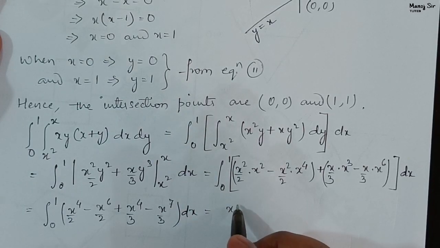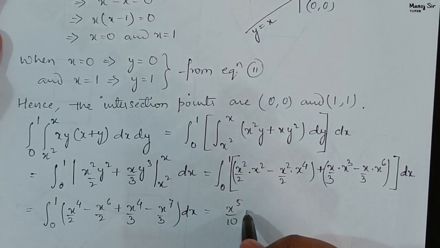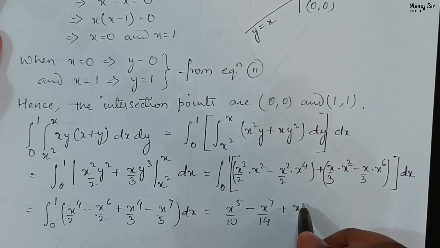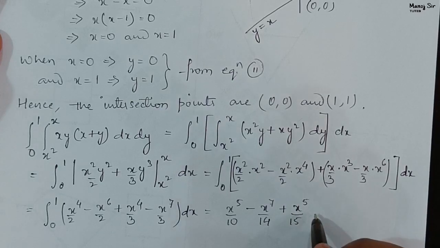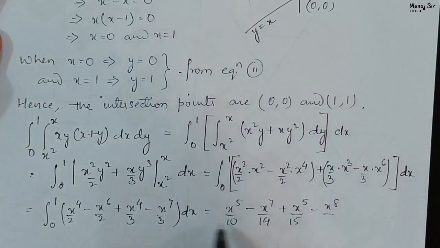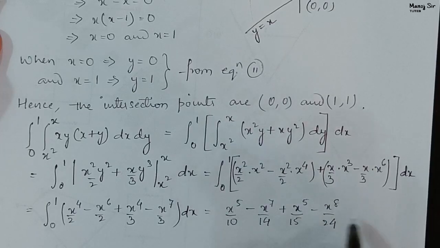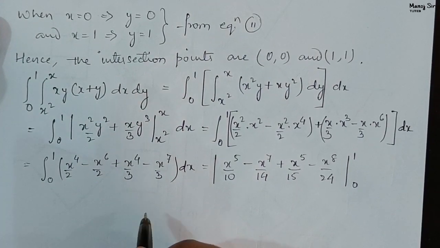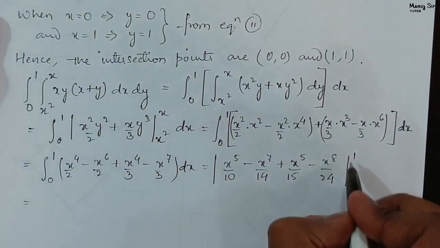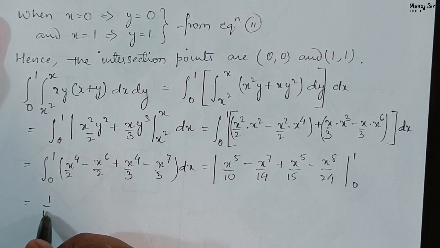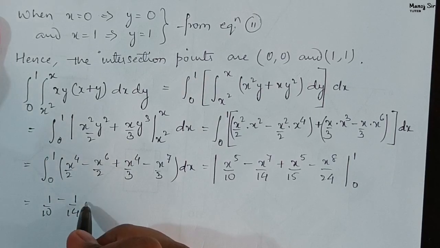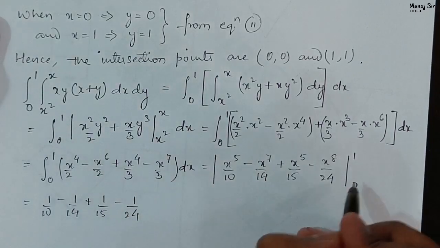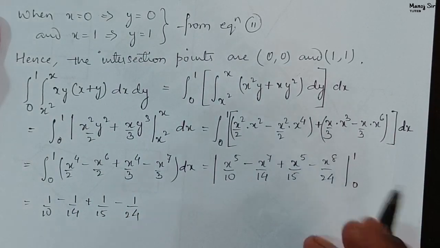Now we can integrate with respect to x. So this is going to be x to the power 5 upon 10 minus x to the power 7 upon 14 plus x to the power 5 upon 15 minus x to the power 8 upon 8 into 3, that is 24. Limit goes from 0 to 1. On putting the limits, the upper limit is 1, that is 1 upon 10 minus 1 upon 14 plus 1 upon 15 minus 1 upon 24, ignoring the lower limit because that is 0.